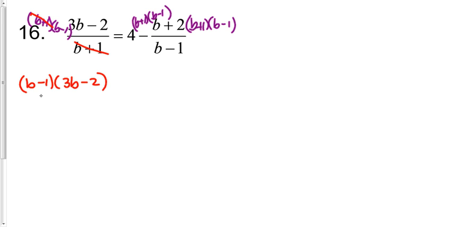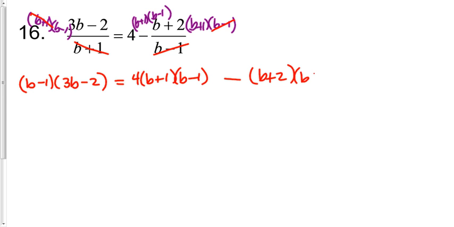We're multiplying a binomial times a binomial. It's equal to, then I have 4 times b plus 1 times b minus 1. We've got to multiply all that out. Minus, in this last fraction, the b minus 1's cancel out, and I have b plus 2 times b plus 1. Okay, so we're going to be doing a lot of algebra here, a lot of multiplying.